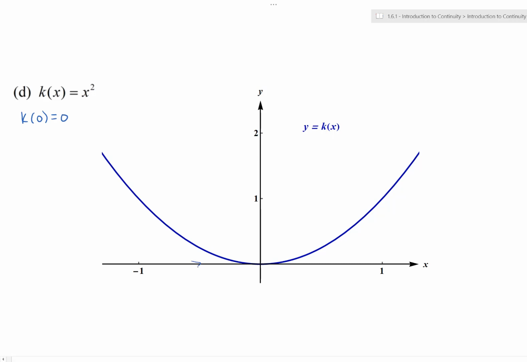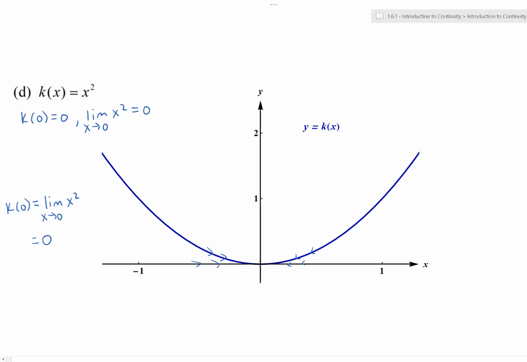Also, notice, again, as I approach x is 0 from both the left and the right, this function is approaching 0. So we could also write the limit as x goes to 0 of x squared, this function k of x, is 0. And in this case, notice k of 0 is equal to the limit as x goes to 0 of x squared. They're both 0.